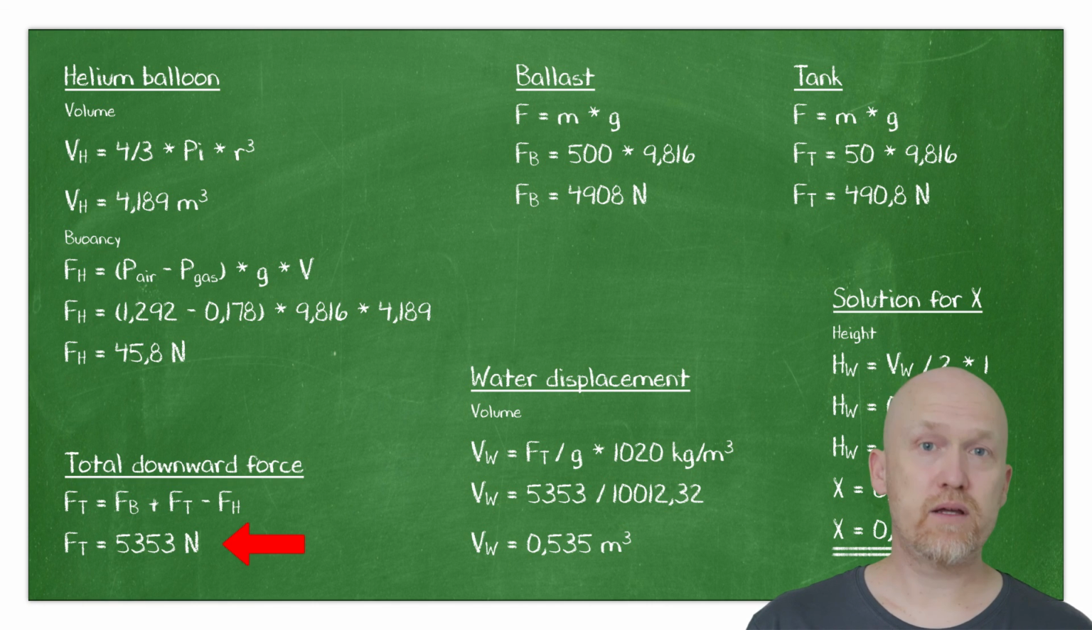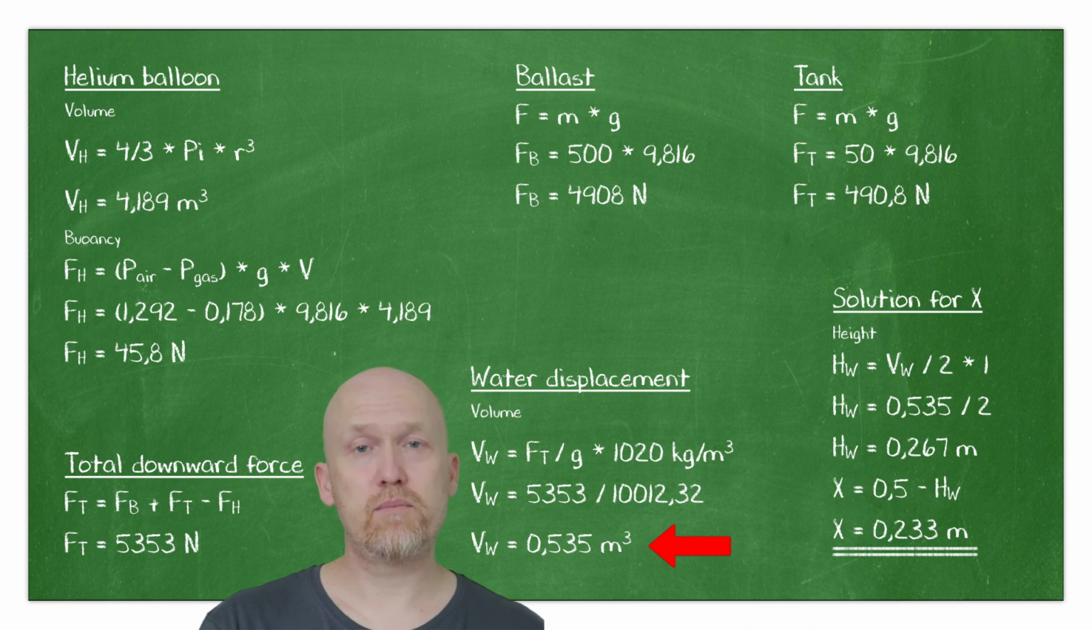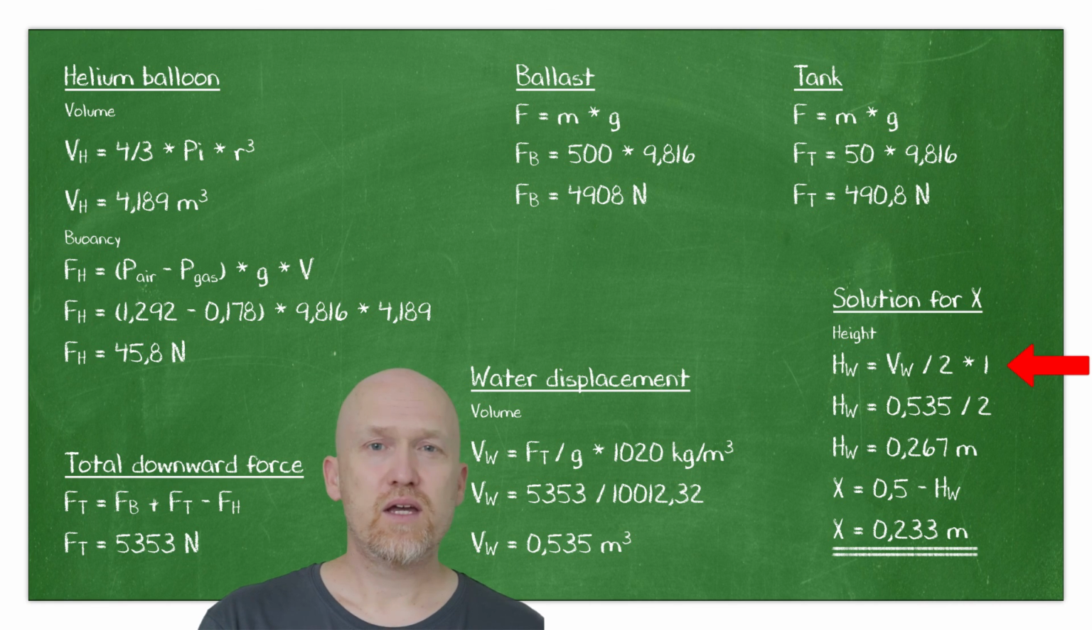This is done here, and that amounts to 0.535 cubic meters, and this is the displacement volume that will take place in this scenario. Knowing the length and width of the tank, all we gotta do now is divide the numbers to get the height of displacement. And finally, subtract the tank height to solve for X.